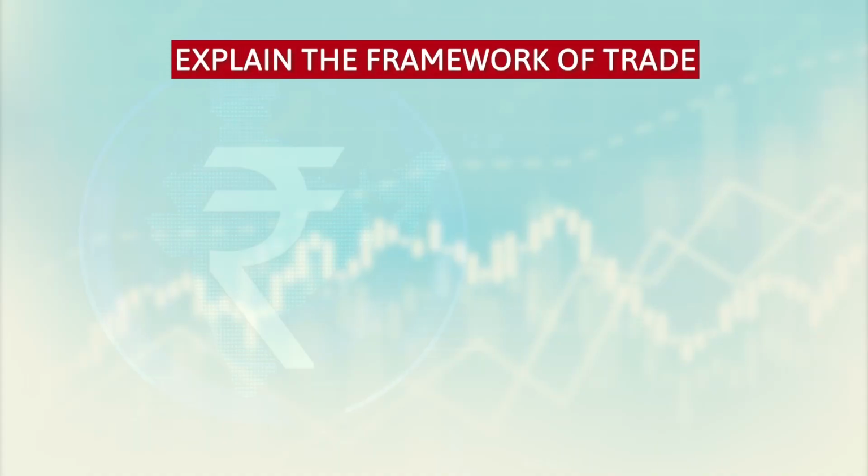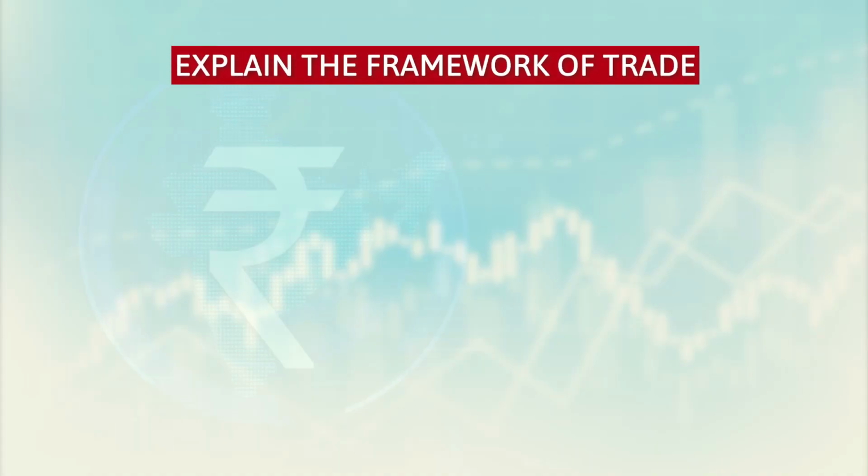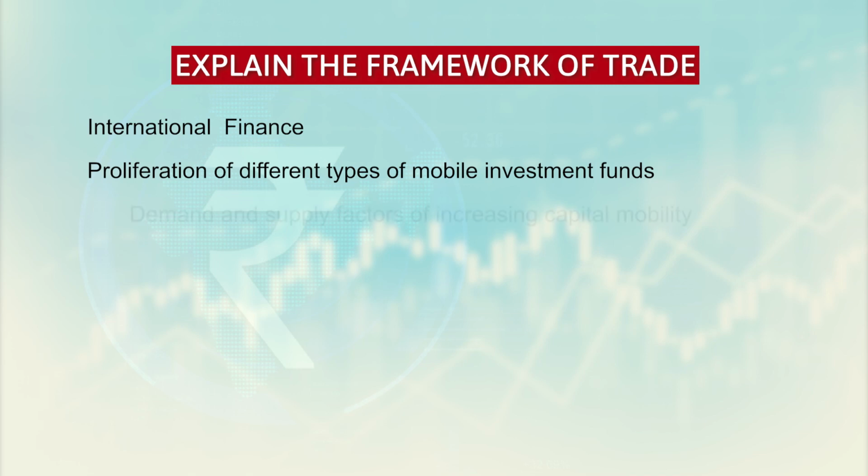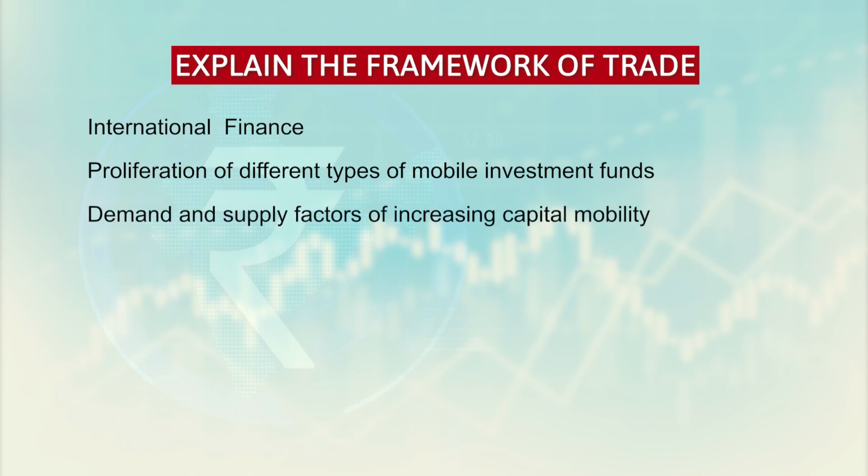This basically boils down to the first question regarding the framework of trade. So, explain the framework of trade. In discussing the framework of trade, we particularly emphasize international finance, which acts as a catalytic agent to stimulate international trade. Secondly, some kind of display of portfolio in terms of mobile investment funds is required across the globe. And moreover, the demand and supply factors are also responsible for stimulating this trade momentum.